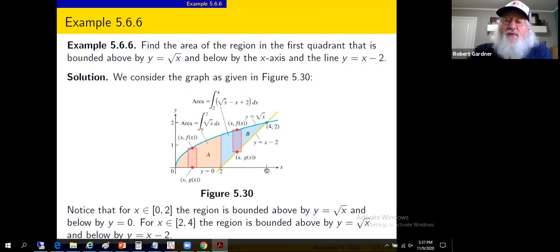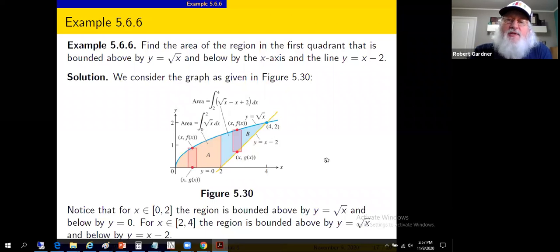For x between 2 and 4, the function's bounded above, still by the square root function, but it's got a new lower bound. It's bounded below by y equals x minus 2. So we could write this part of the area as an integral from lower function 0 up to upper function, upper minus lower, square root of x minus 0 on this one. And that would be good from 0 to 2. For this one, upper minus lower, square root of x minus 2. And that's valid from 2 to 4.